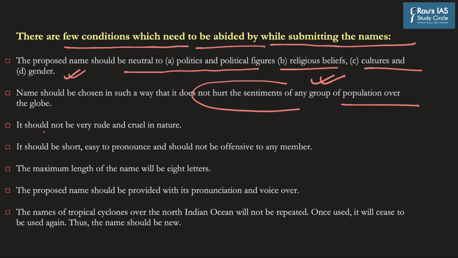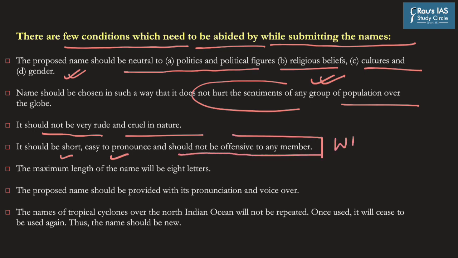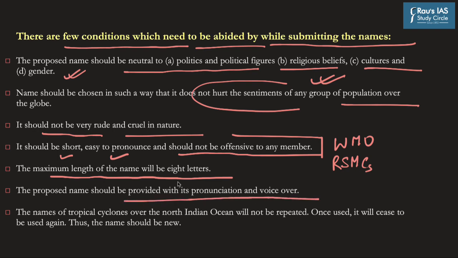Further, the name of the tropical cyclone should not be rude or cruel in nature. The name must be short, easy to pronounce, and should not be offensive to any member of the World Meteorological Organization or any member of the regional specialized meteorological centers. Another important aspect is that the maximum length of the name will be 8 letters. Further, the proposed name should be provided with its pronunciation and voice over. And lastly, as already discussed, the names of tropical cyclones over the North Indian Ocean region will not be repeated. Once a name has been used, it will not be used again, and any further name suggested must be a new name. So these are some of the conditions which must be abided by while naming a tropical cyclone.